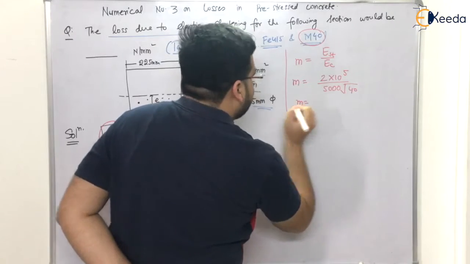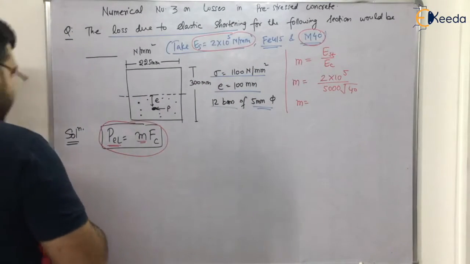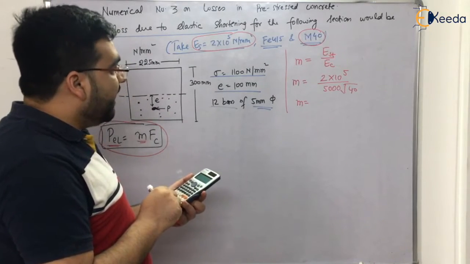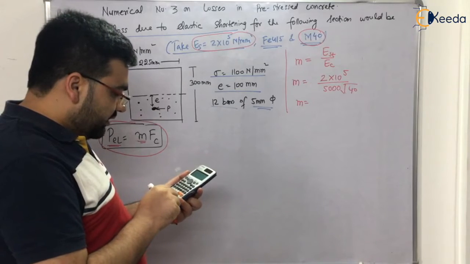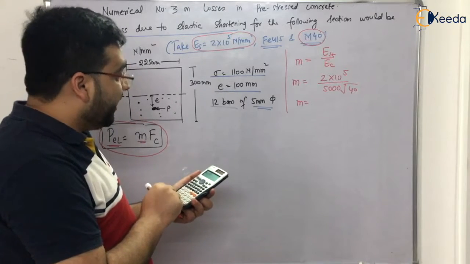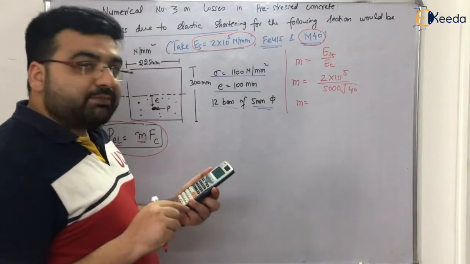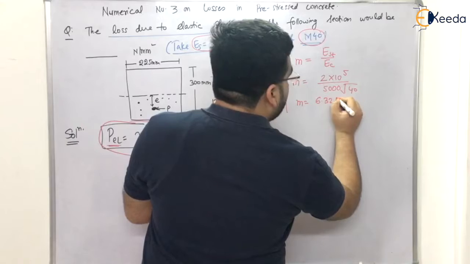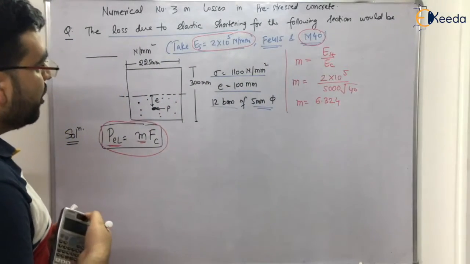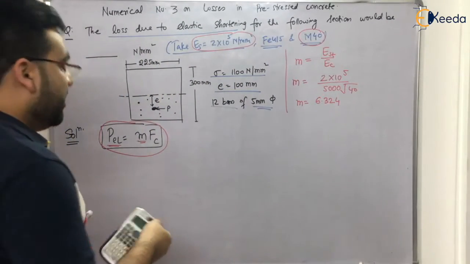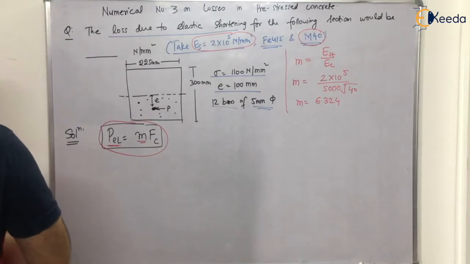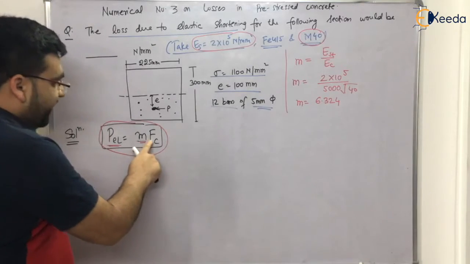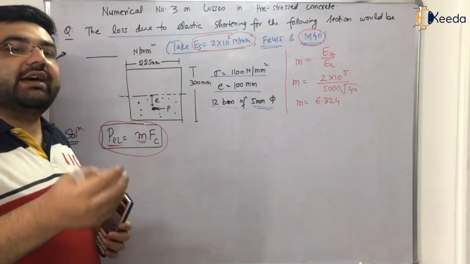So how much is the modular ratio coming? Let me calculate it: 2 into 10 to the power 5 divided by 5000 root 40. It comes out to be 6.324. So I have got the modular ratio. Now the next thing I have to determine is fc. fc means the stress at the level of concrete.